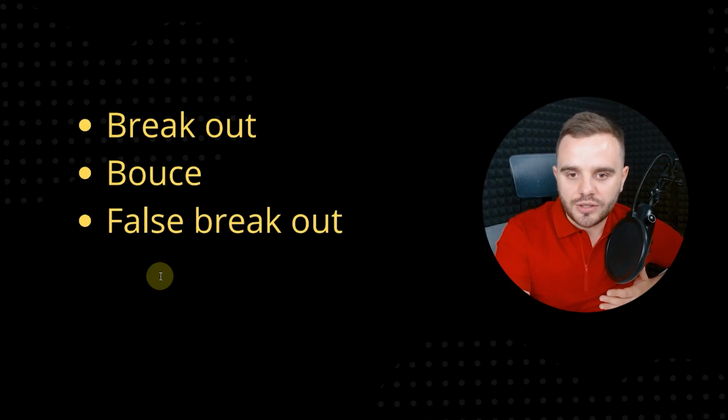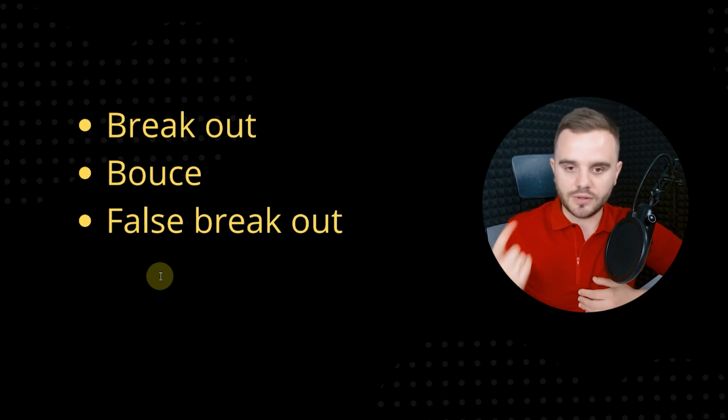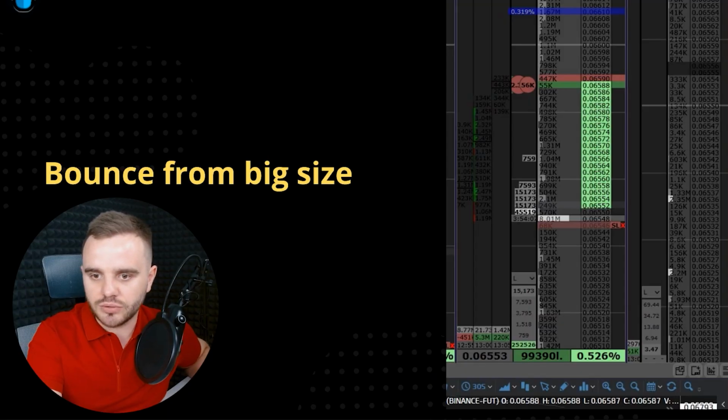Next, the three types of strategy. First one is a breakout. Second is a bounce, and third is a false breakout. Let me show you an example. It will be an example with a bounce from a big size, and you will understand the logic and idea of scalping. What's the major idea of a bounce from big size?